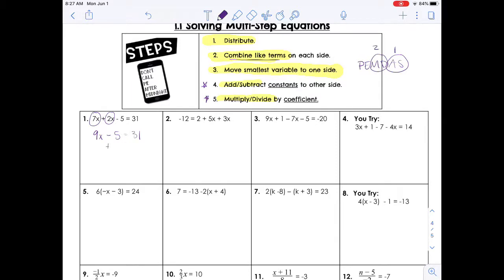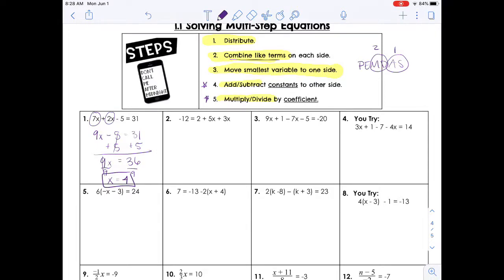So I'm going to get rid of that minus 5 by adding 5. So 9x equals 36. And then we're going to do that second step of multiplication and division. We're multiplying by 9. So we'll divide, and x equals 4.